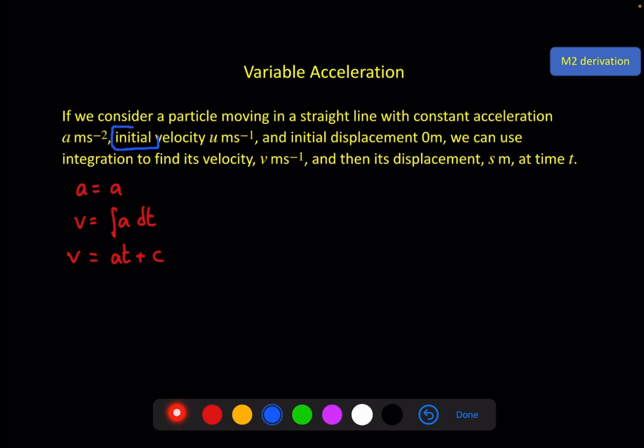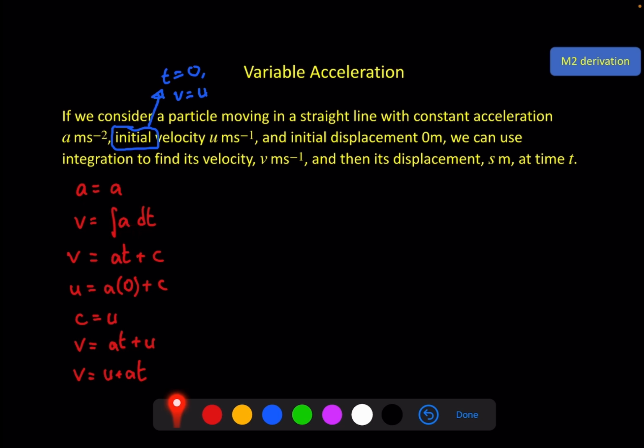Now we can use the boundary conditions that the initial velocity is u. And remember, this word initial just means t equals 0. So when t equals 0, v, the velocity, is equal to u. Putting that in here, we get u is equal to a times 0 plus c, which gives our constant as u. Putting that back into our formula for velocity gives us the final answer of v equals at plus u, and you might be more familiar with u plus at. Here is our first constant acceleration formula, derived directly by integrating a constant acceleration.